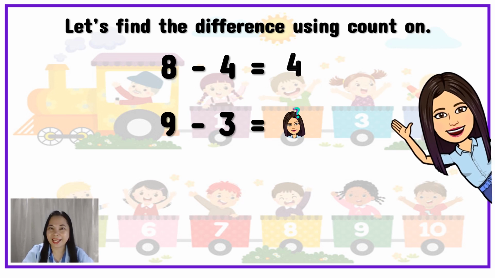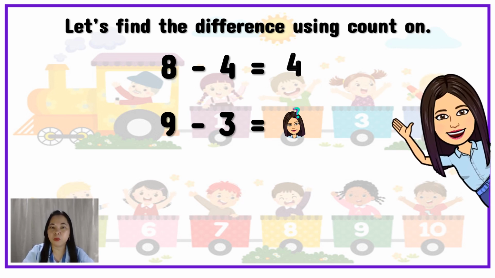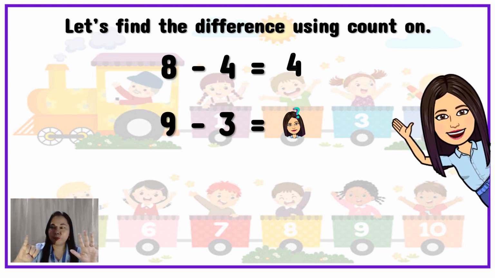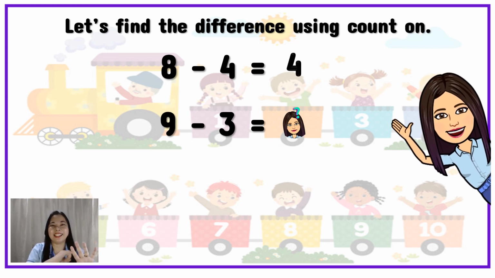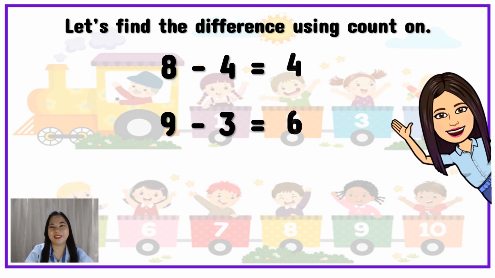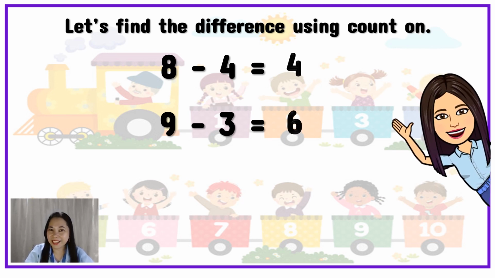9 minus 3. Again, let's count on from the subtrahend, which is 3, up to the minuend, which is 9. So let's have 3, 4, 5, 6, 7, 8, 9. Okay, so how many? 1, 2, 3, 4, 5, 6. So it means 9 minus 3 is equal to 6. That is correct. Let's have another example.